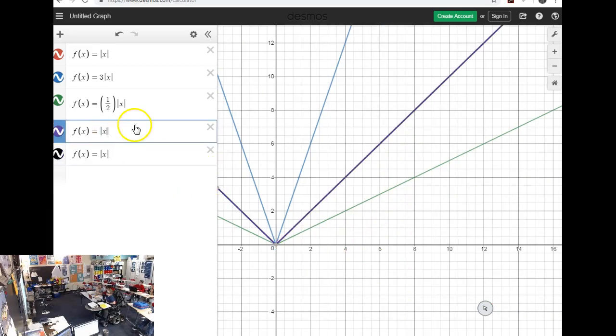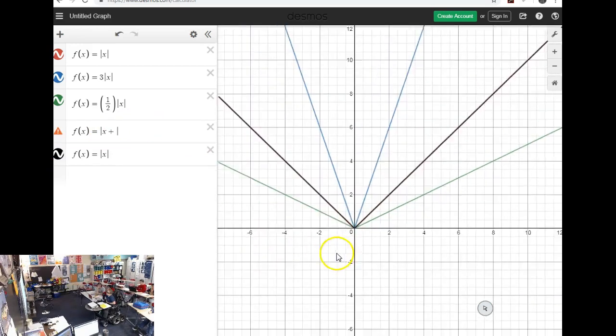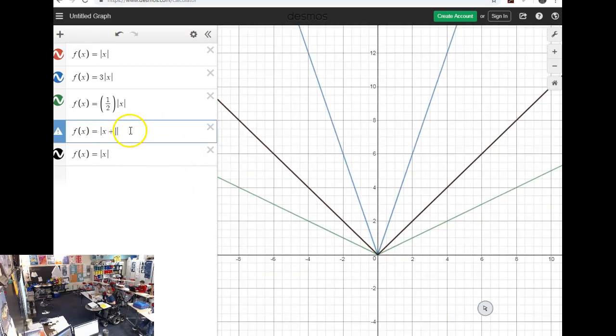So then, this should be kind of straightforward, hopefully. If I add, like, I don't know, 3, what do we think is going to happen?